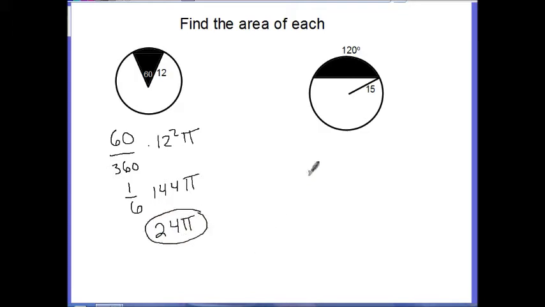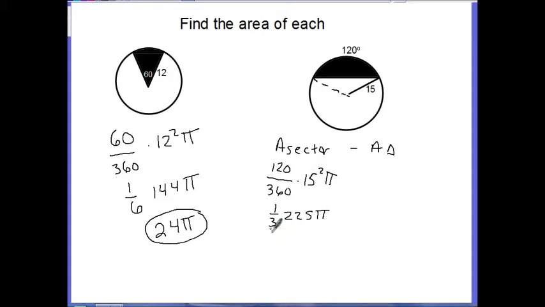So now my second one. For my second one, what I want to do is start off by creating that triangle. So here we go. We're going to find the area of the sector, and then we need to subtract out the area of that triangle. The area of the sector, arc measure over 360 times the area of the circle, radius squared pi. So that's going to end up giving me 1/3 of 225 pi. 1/3 of 225 pi is going to be 75 pi.